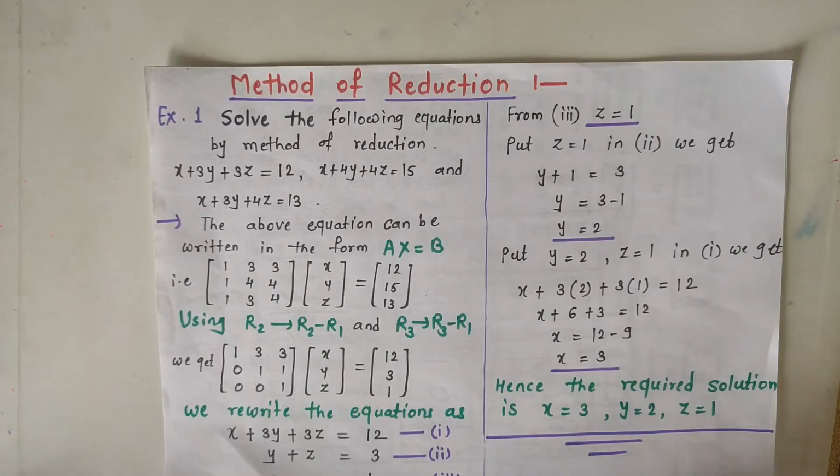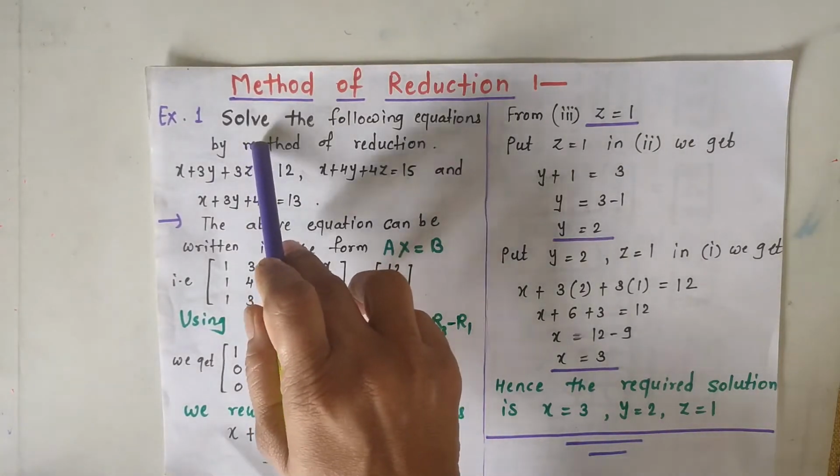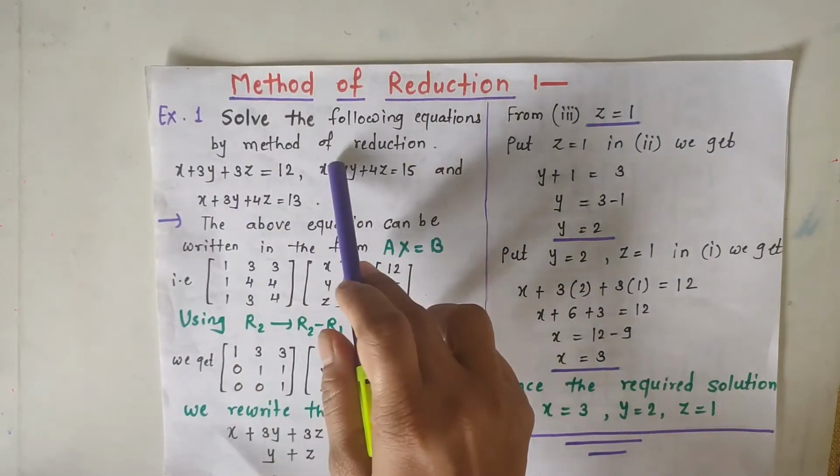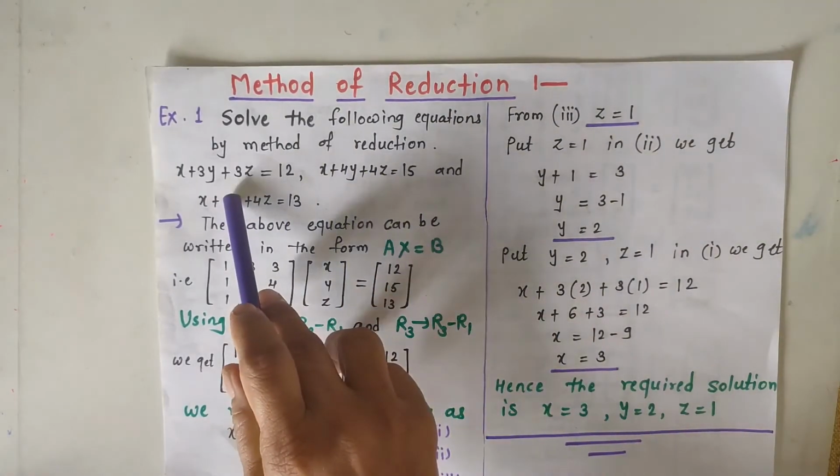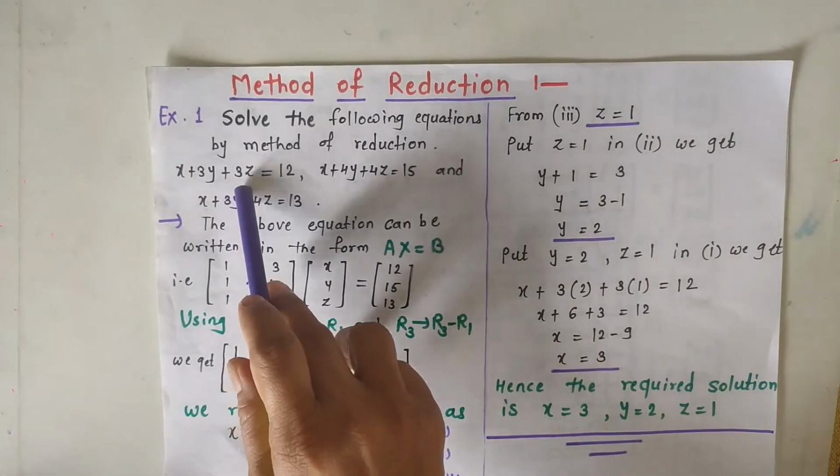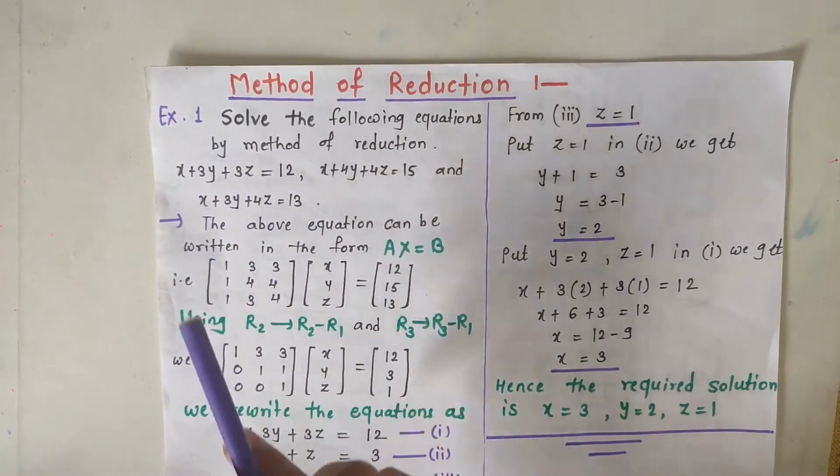Hello student, in the last session we have learned about the method of reduction for solving the given system of linear equations. Now we are going to solve some examples on the method of reduction. Let's see the first example. Solve the following equations by the method of reduction. There are three equations in three variables x, y and z.